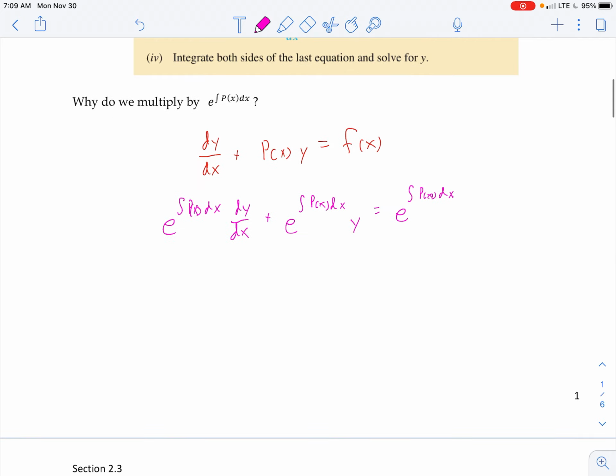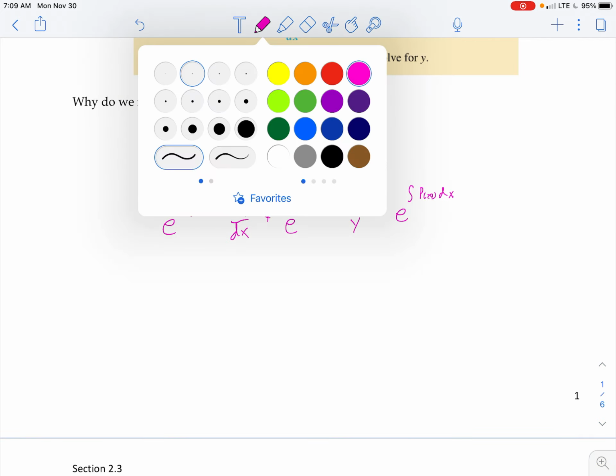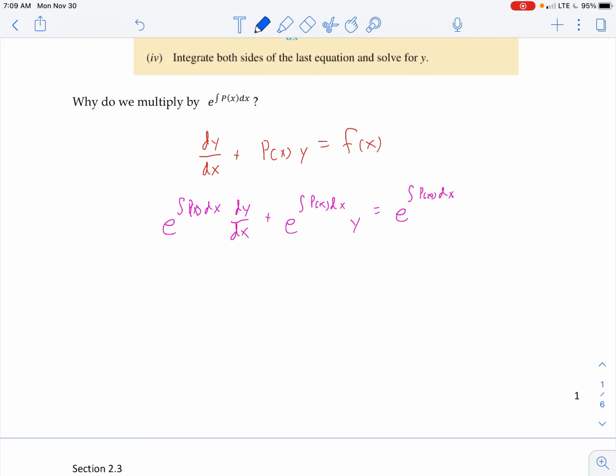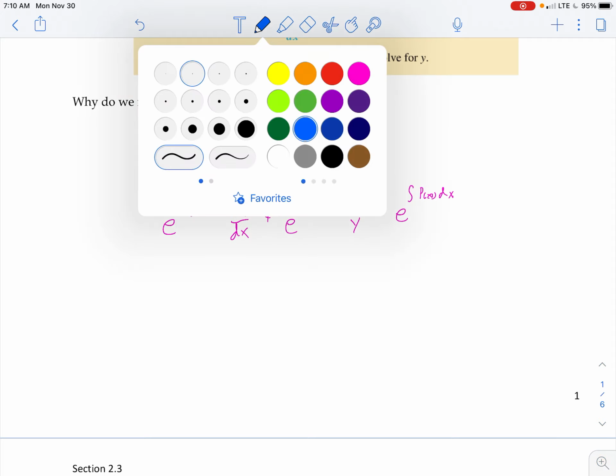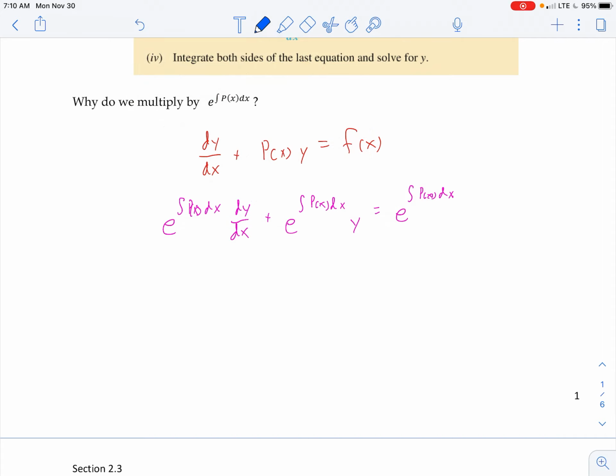The whole reason we want to do this is so that we can write the left-hand side in terms of a product rule. I don't like using p of x, so I'll make it bold as I write this. You can speed up if you want to, since it takes some time to write in bold. Another way to rewrite this: the integral of p of x dx, and I forgot to write our p of x times our y.